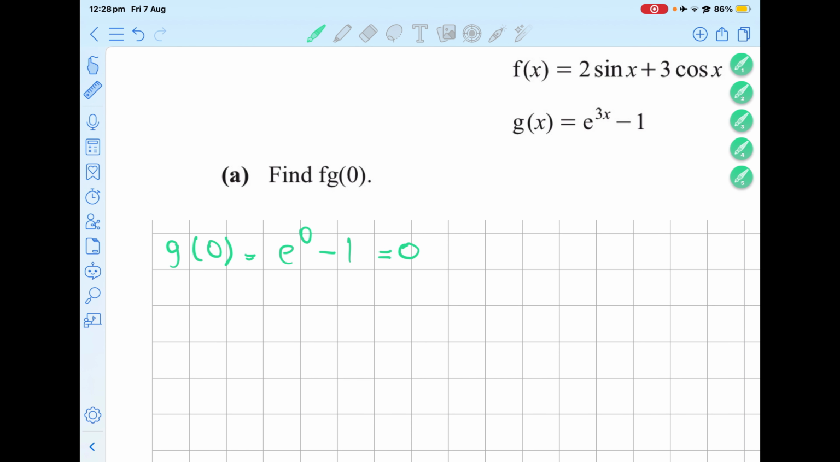Then when we put 0 into f, we'll have 2 sin 0 and 3 cos 0. No matter if we're in radians or degrees, my calculator is currently in degrees, we'll have the same answer. So 2 times 0 is just 0, and cos 0 is 1, so this is 3.